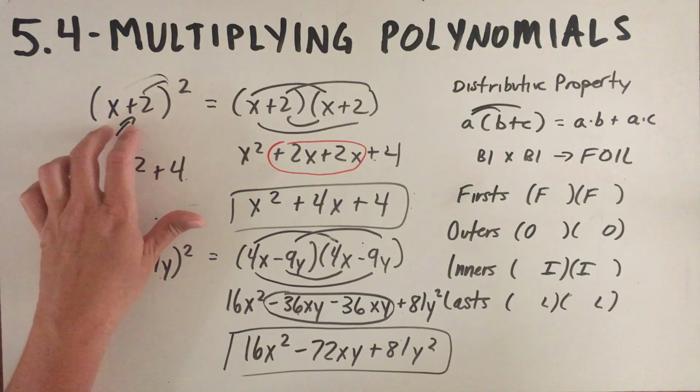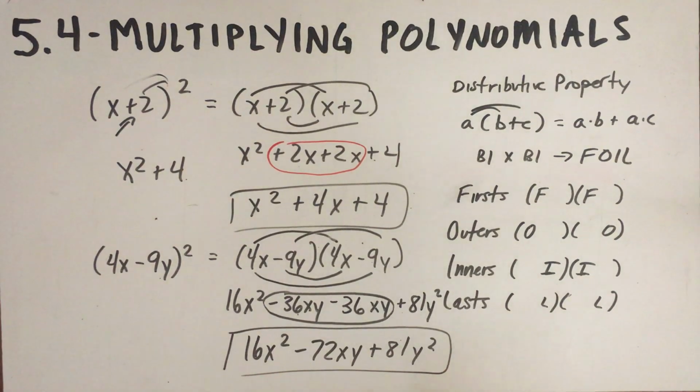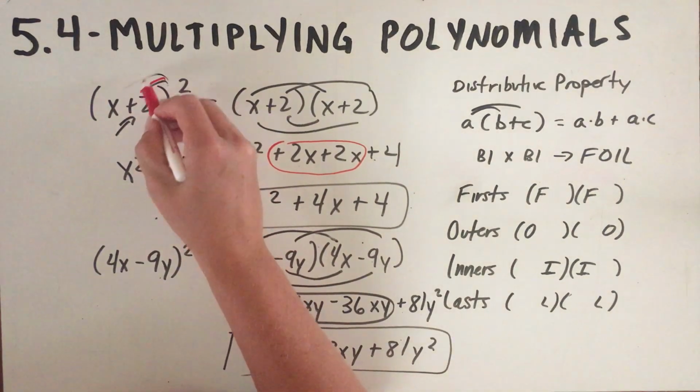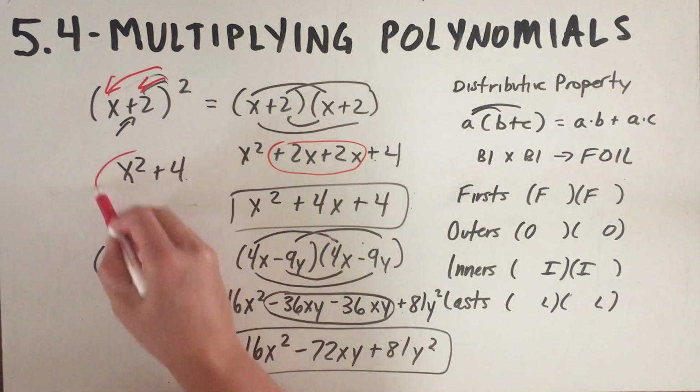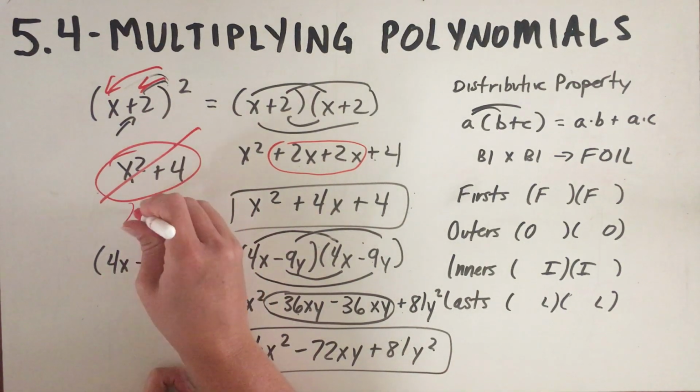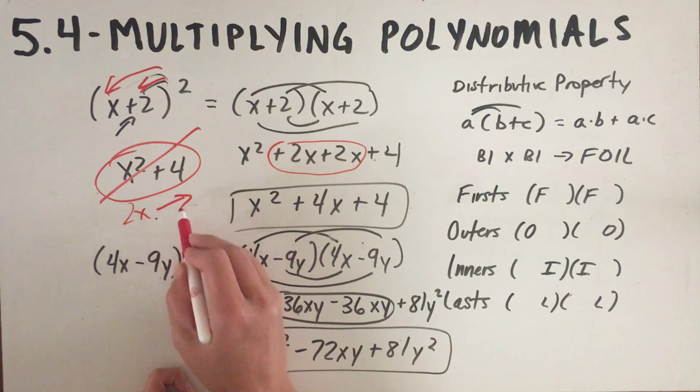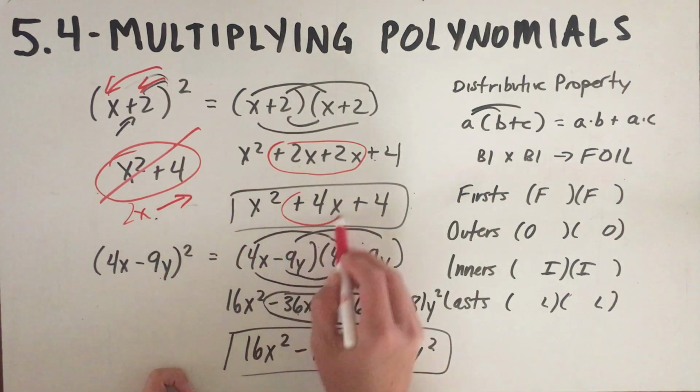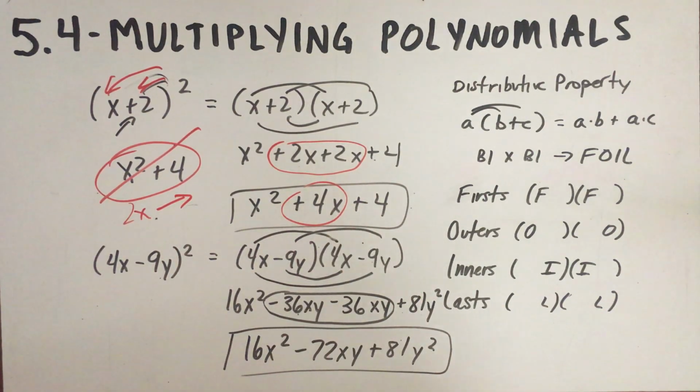Okay, so when you try to dump this in here, what you end up missing is the cross product. 2 times x is 2x. Double that is 4x. That's where this came from. Okay, so how would I find the cross product here without expanding and doing all of this work?